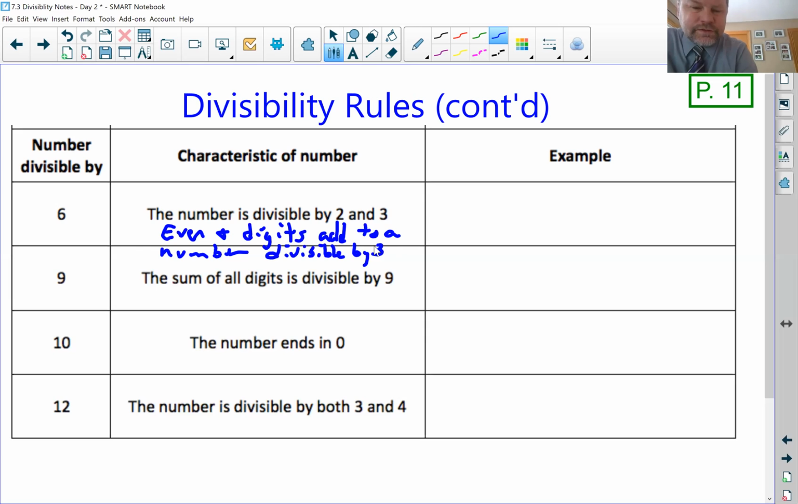So 996. It's even. And if I add the digits, 9 plus 9 is 18, plus 6 is 24. 24 is evenly divisible by 3, so 996 would be divisible by 6.